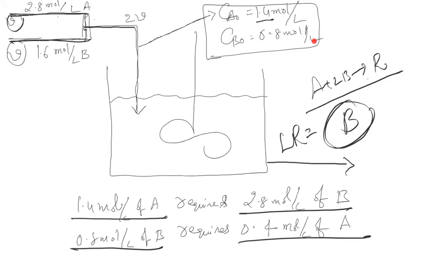Now you need to identify the limiting reactant, given that there is 75% conversion of the limiting reactant. So how do you identify the limiting reactant? Let's take the concentrations. If 1.4 moles of A wants to convert, how many moles of B are required? 2.8. How many moles of B do you have? 0.8 only, no? That itself tells you that you don't have sufficient B to convert A.